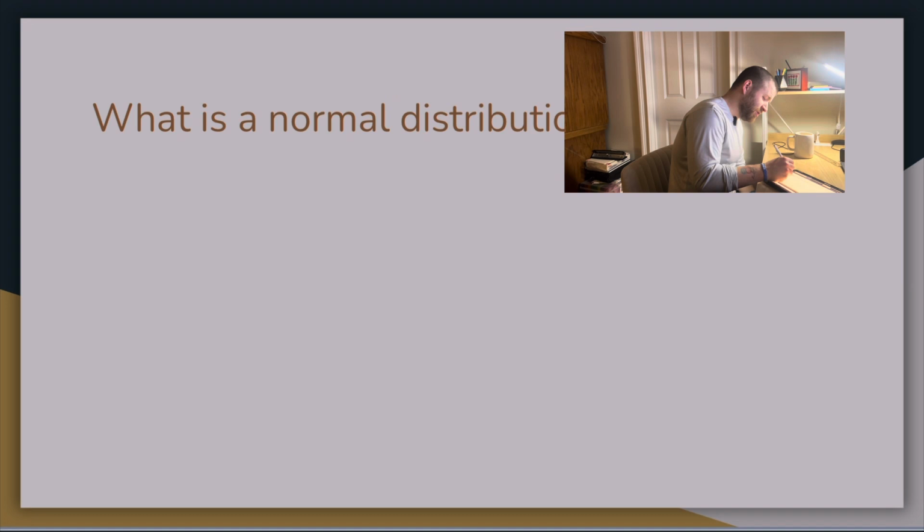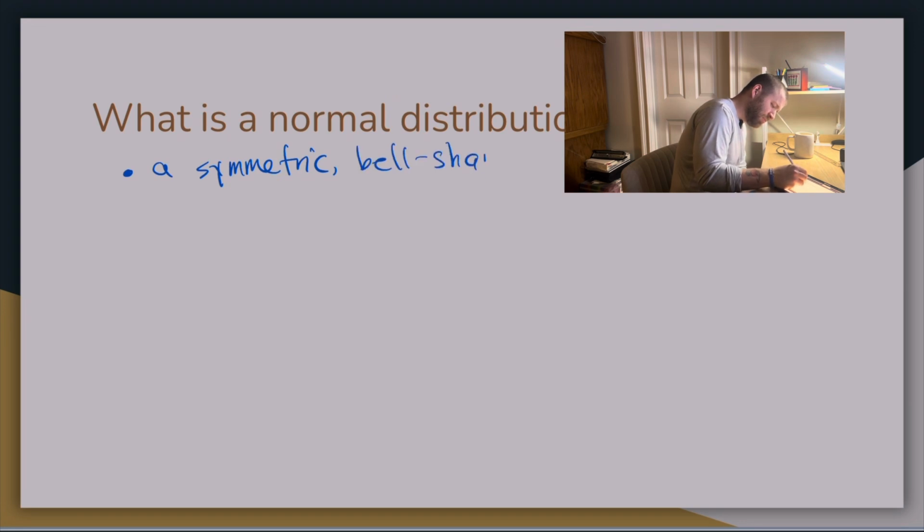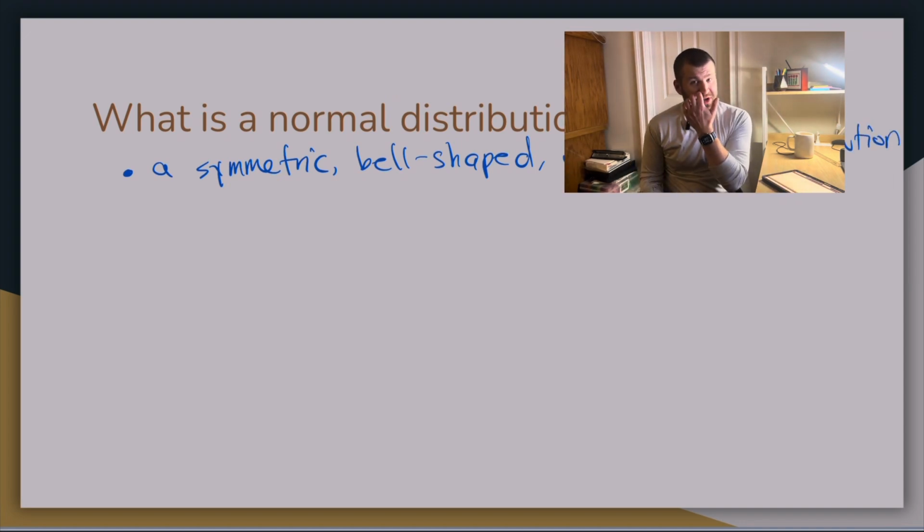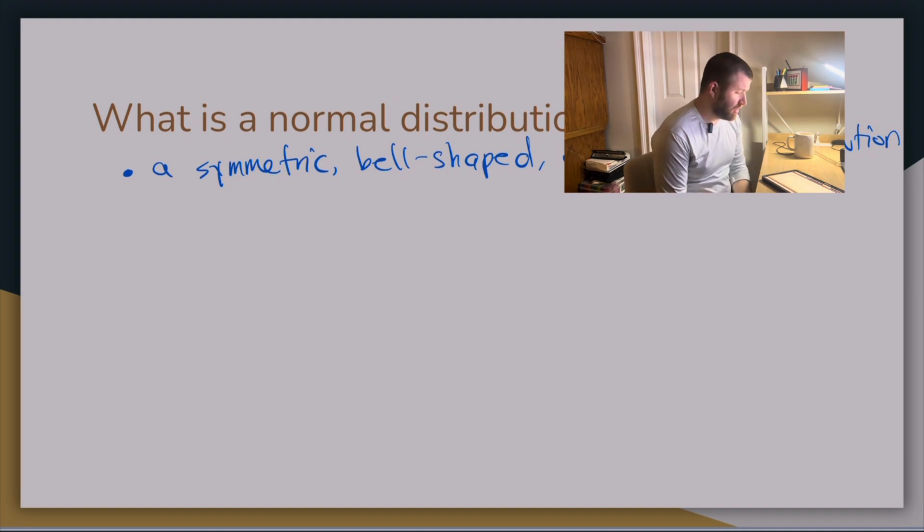The definition is something that's very simple, is that it is a symmetric, bell-shaped, unimodal distribution. That is the definition. Symmetric, obviously meaning it has symmetry. Bell-shaped, meaning it is shaped like a bell. And unimodal, meaning it has a singular peak in the middle.